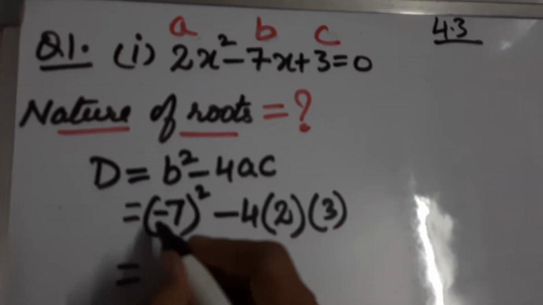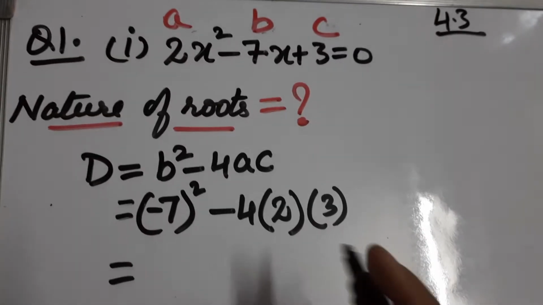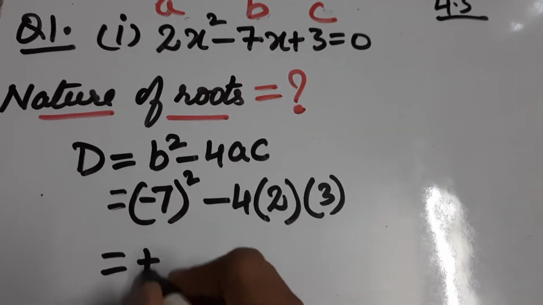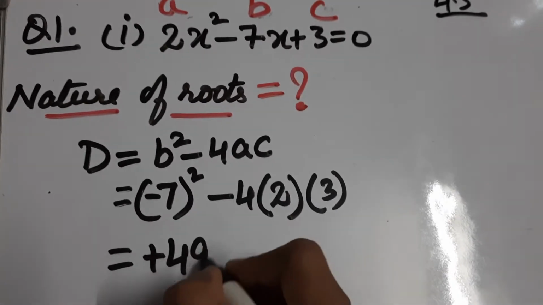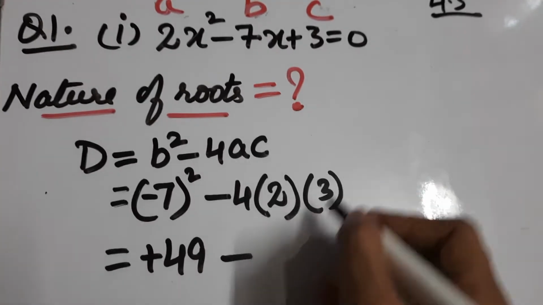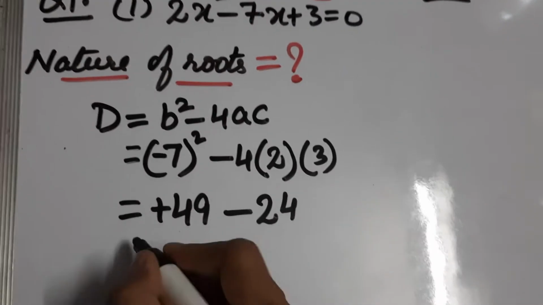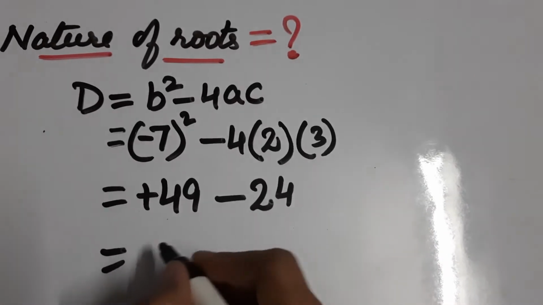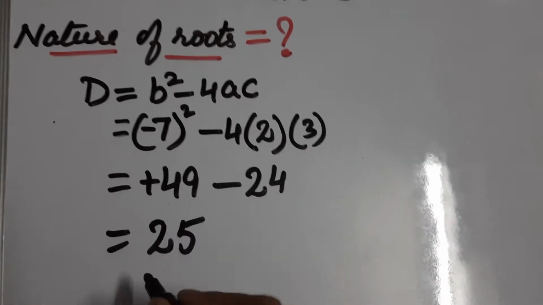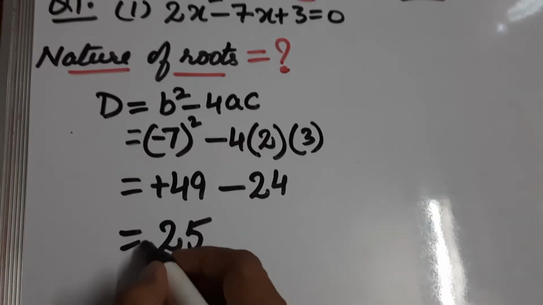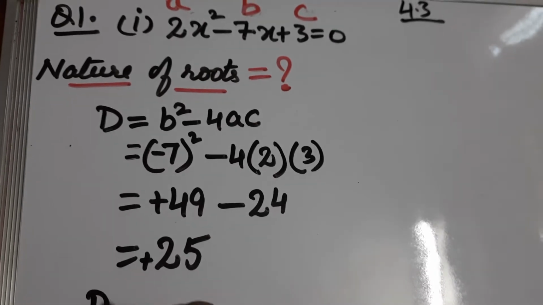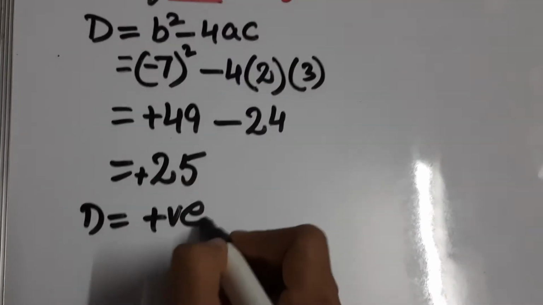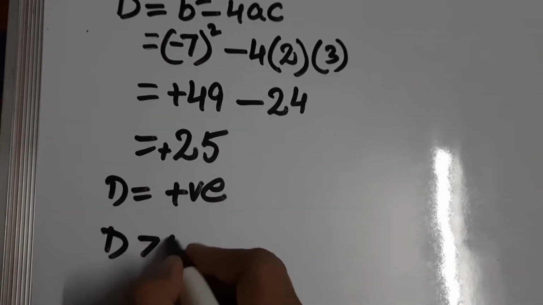So what is minus 7 square? Positive value, so it will become positive. Plus 7 square is 49, 4 2s are 8, 3s are 24. So 49 minus 24 you will get 25, and the plus value is bigger, that means D is positive. D is positive, that means D is greater than 0.